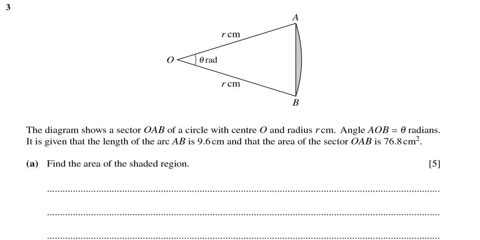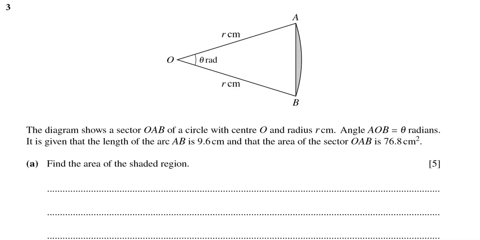It's given that the length of the arc AB is 9.6, and the area of the sector, that's the whole sector, is 76.8. Find the area of the shaded region. Well, the area of the shaded region is the area of the sector minus the area of the triangle, but we can't find out the triangle until we find out the angle and the radius.